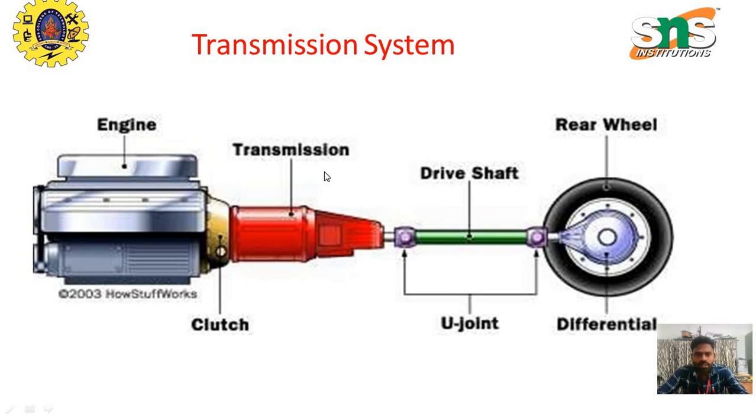The very essential components present in the transmission system are the engine, then the clutch, then the transmission unit, then the drive shaft, or simply the propeller shaft, and then the differential unit. In that differential unit we have the axle, with which we connect the rear wheels. These are the major and essential components in the transmission system.